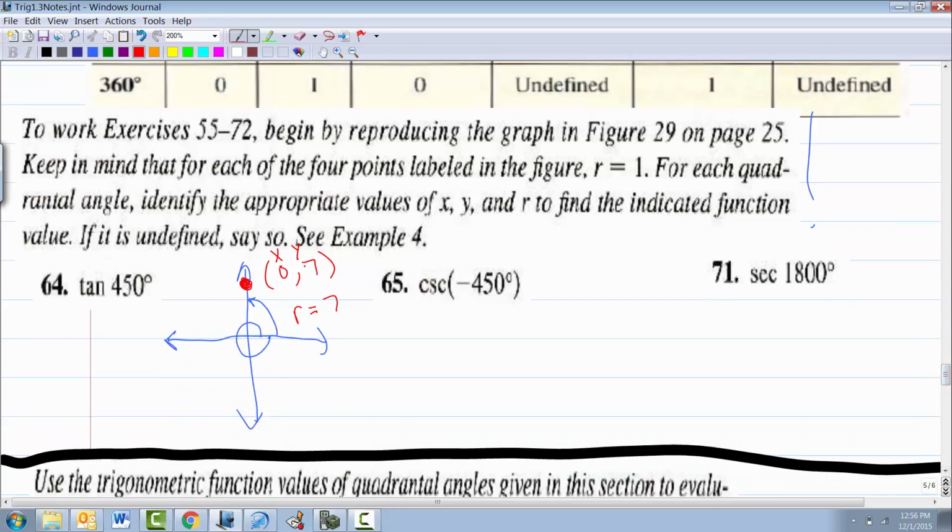And by the way, what is tan? What letter over what letter? Sir kicks or ticks. Ticks is y over x. That's why I keep saying that. So ticks is y over x. What's 7 over 0? Undies. Again.